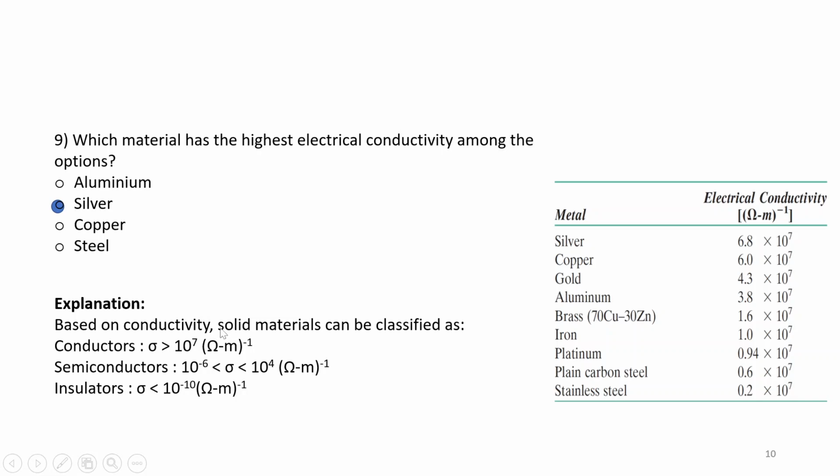Based on conductivity, solid materials can be classified as conductors, having conductivity more than 10 to the power 7 ohm meter inverse, semiconductors, in between 10 to the power minus 6 and 10 to the power 4, and insulators, lesser than 10 to the power minus 10.